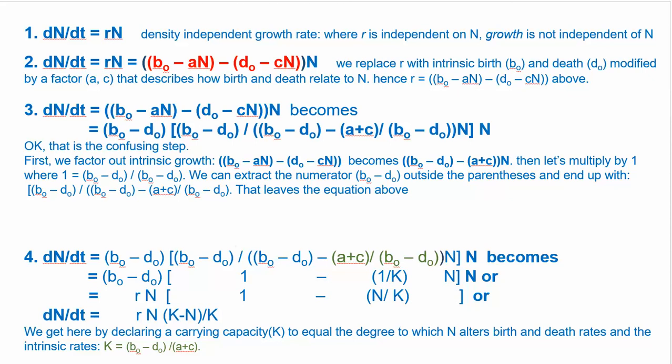Then we're going to do some rearranging, and we're also going to be declaring something called the carrying capacity. Notice that in equation 3 up there, in either form, we don't have anything that's called the carrying capacity. So we're going to define the carrying capacity as related to how little r, birth minus death, is influenced by those coefficients that drive how that changes with density, so a and c. And we're just arbitrarily calling that K, carrying capacity.